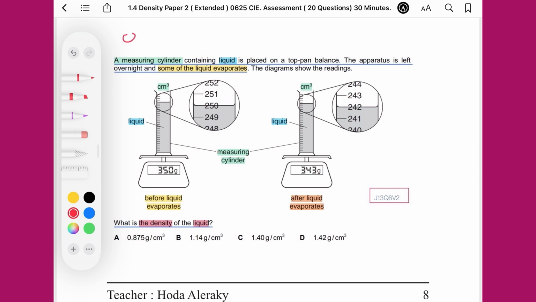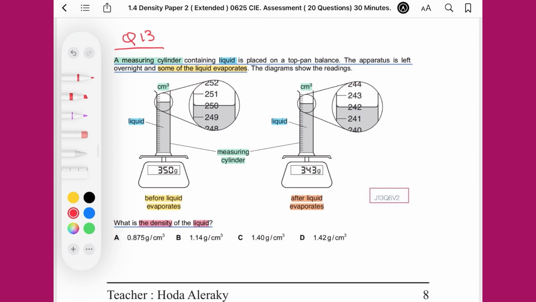Question 13. You have a measuring cylinder containing liquid placed on a top pan balance and the apparatus is left overnight. Some of the liquid is evaporated. What happens here? You have to calculate the density of this liquid.